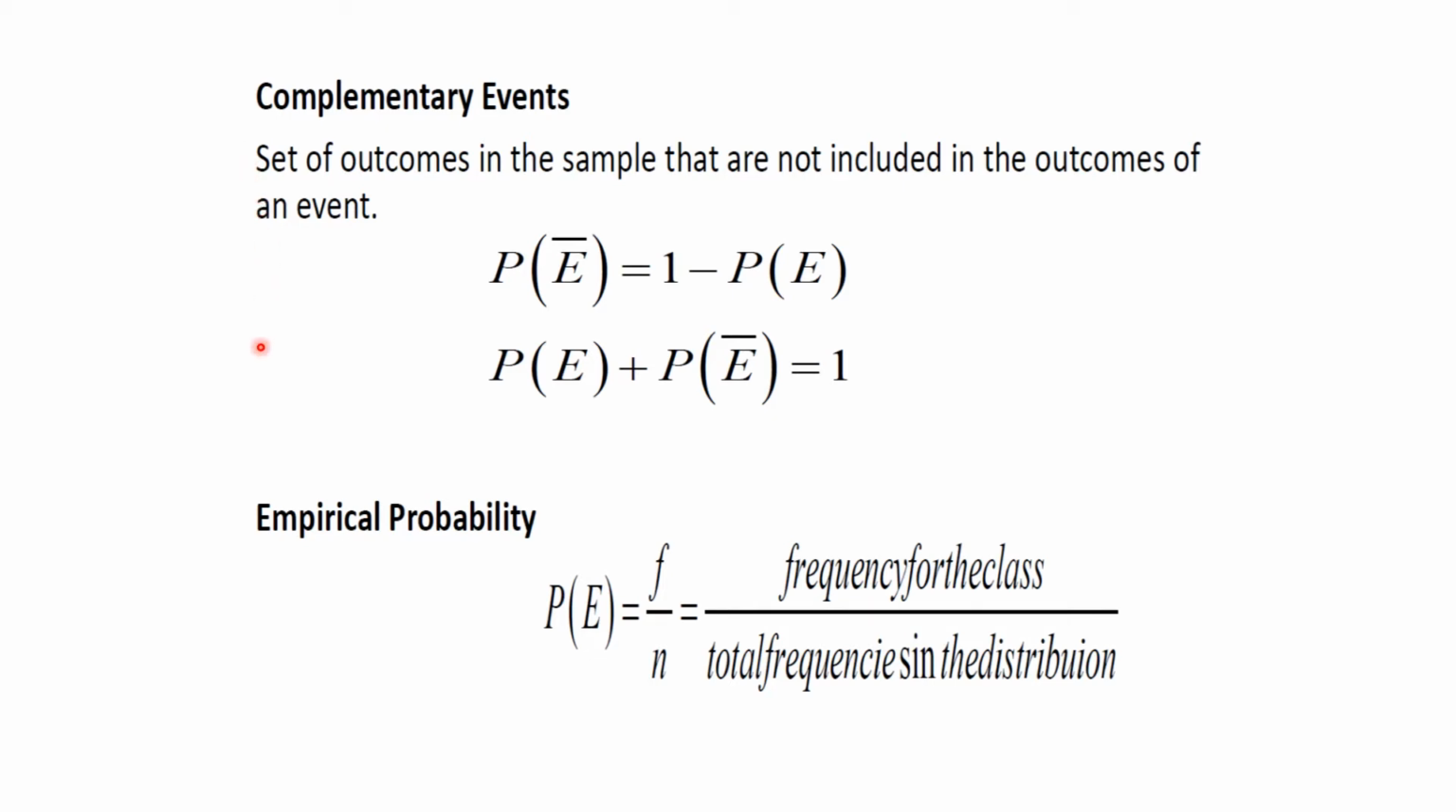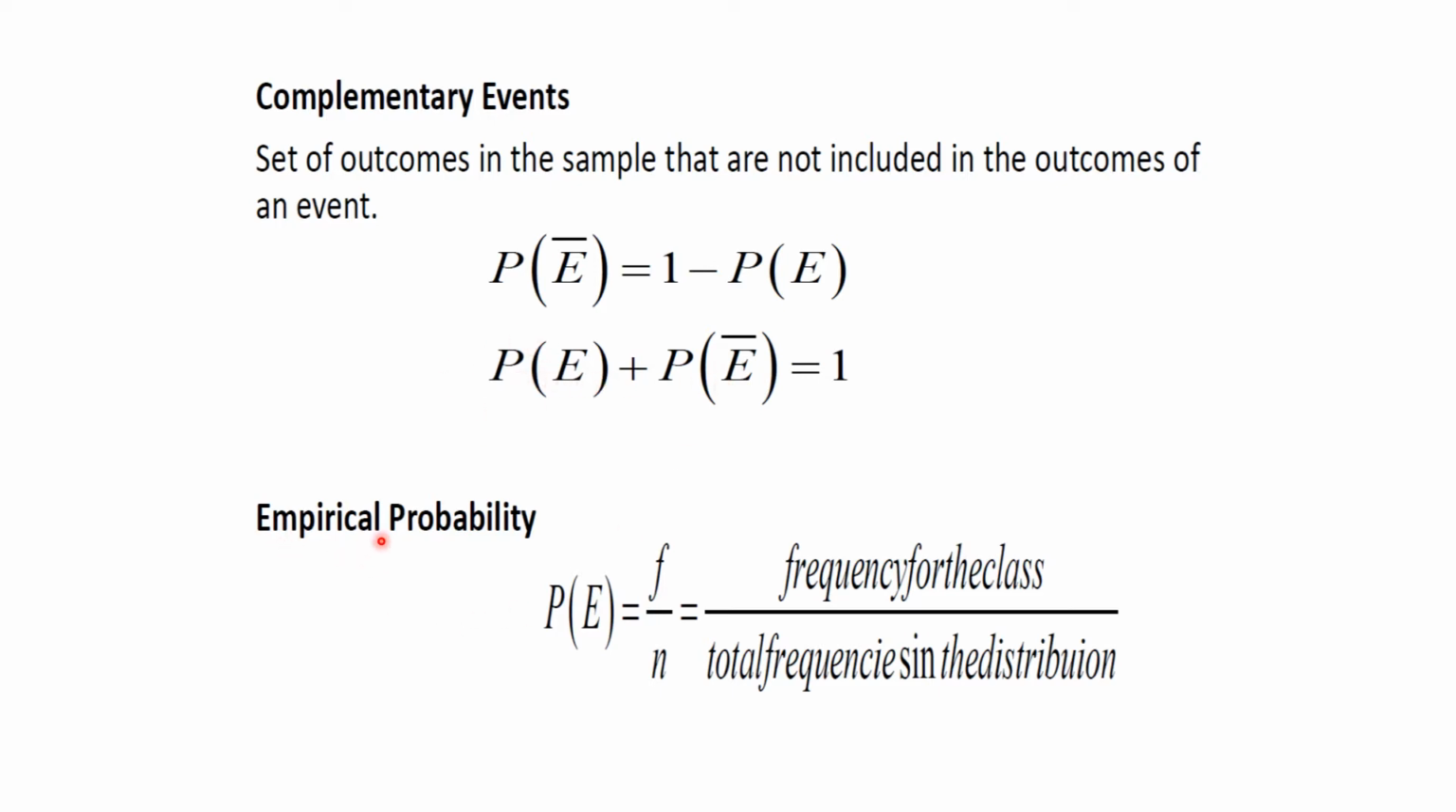Next, I would like to speak about complementary events. Complementary events are simply the set of outcomes in the sample space that are not included in the outcomes of an event. Because they complement an event, right? For example, you denote it as the probability of the event with a bar. So these are complementary events, obviously what is not included in the outcome. Therefore, one takeaway is that the probability of the event occurring and not occurring should sum to 1.